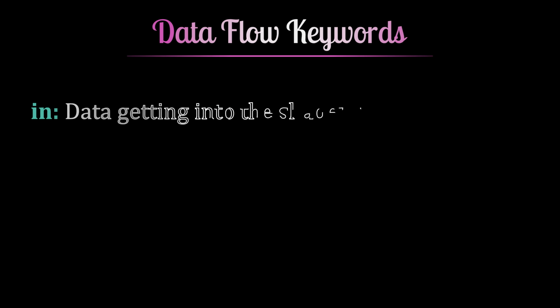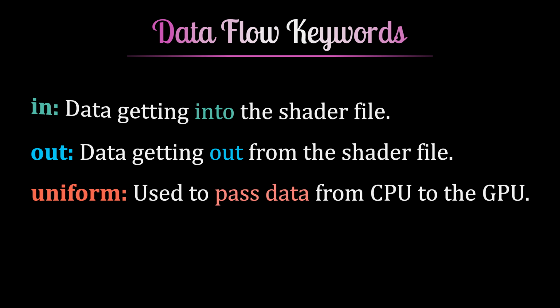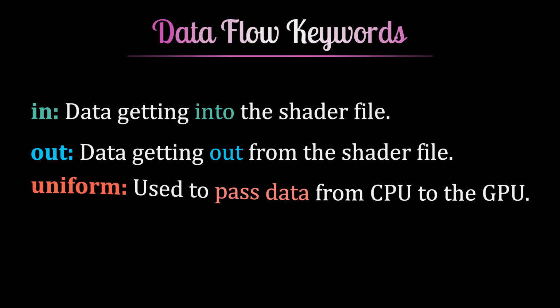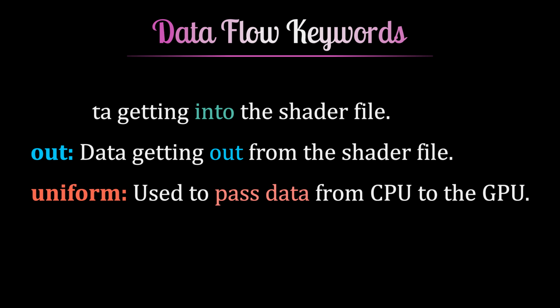And the last category that we will discuss is the data flow keywords. These are not used in declaring the data type of a variable. They actually tell GLSL about the inflow and outflow of the data. In short, these keywords tell the shading language what data is coming into the shader file and what data is going out from the shader file.